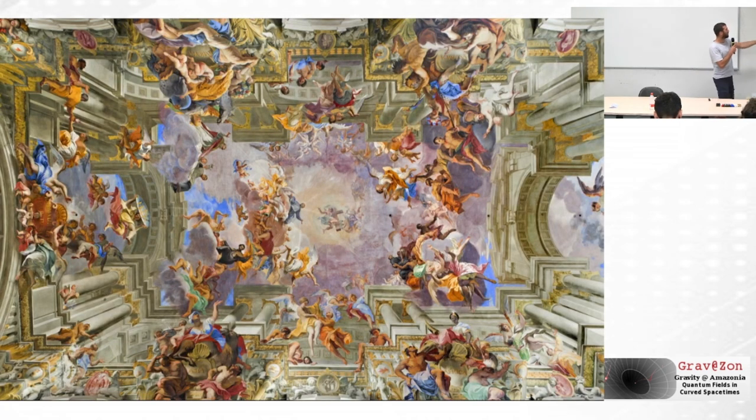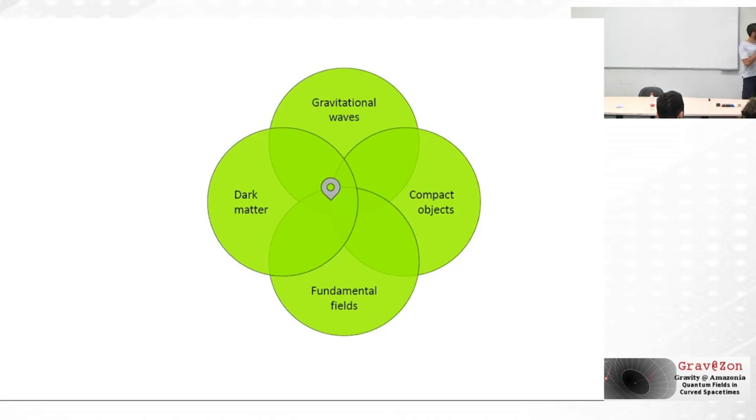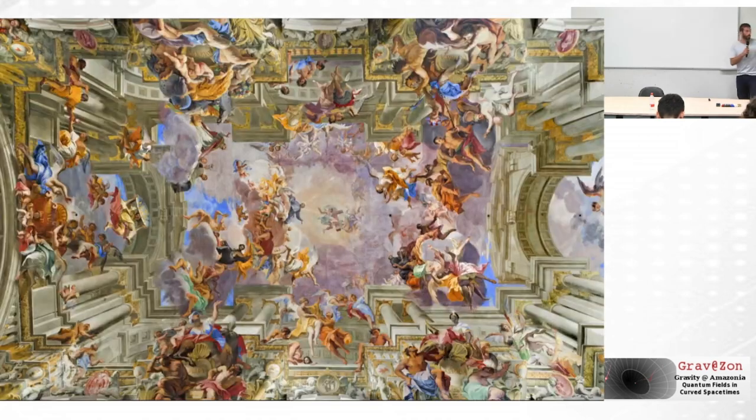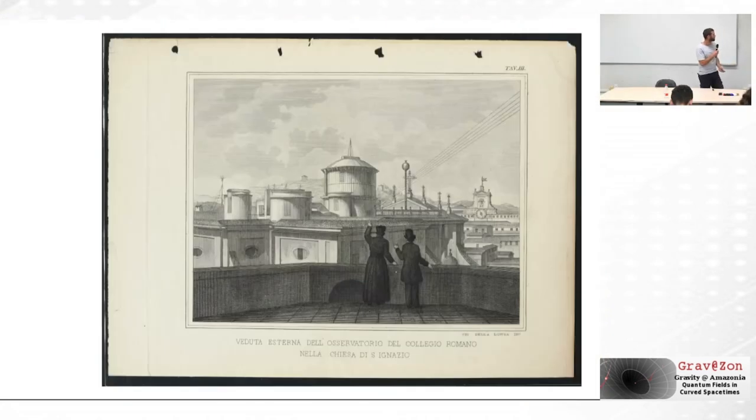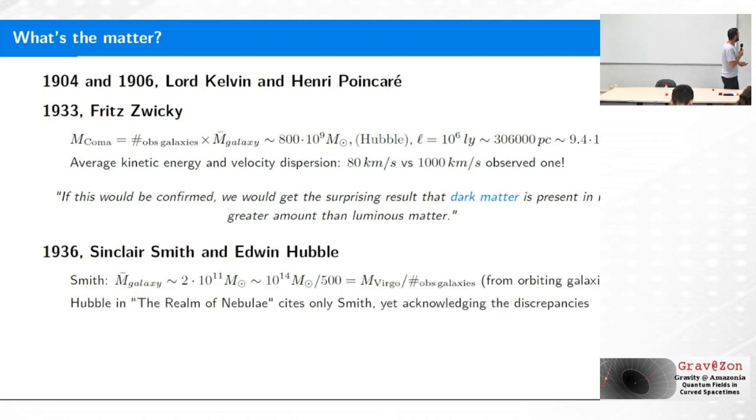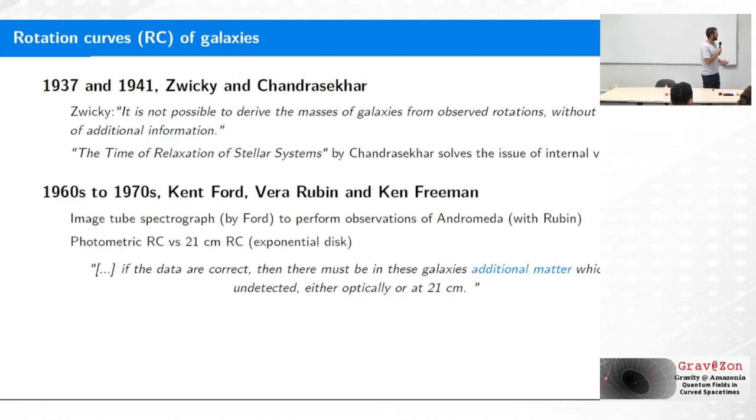Yeah, so I think now it's kind of clear why we are here, because we can use fundamental fields to describe dark matter, and today I'm going to put some compact objects and see the effect on gravitational waves. So that's why, more or less, we were here during this lecture. This was the nice roof of the church in Rome. So this was the historical part.